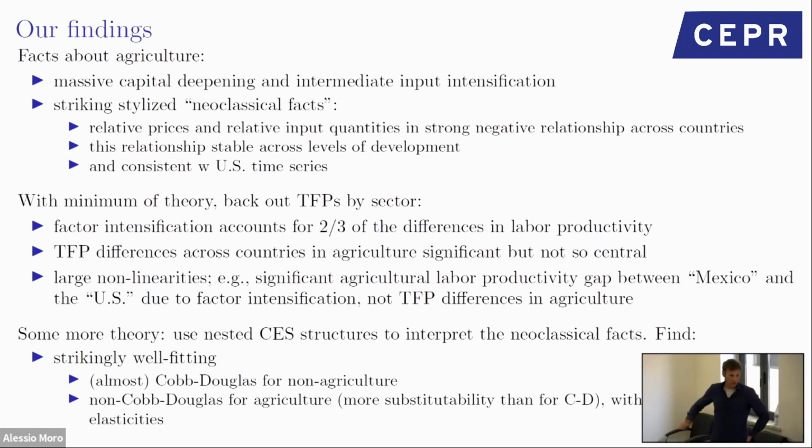Yeah, but at this point, we don't actually make any assumption, okay? So, good. Another thing, and this is quite striking, is that there is a striking non-linearity in the TFPs. Basically, intermediate input intensification and capital deepening fully explain labor productivity differences in agriculture between middle-income countries like Mexico and the US. Whereas there is still a significant role for TFP to explain the differences we see between the poorest and middle-income countries.